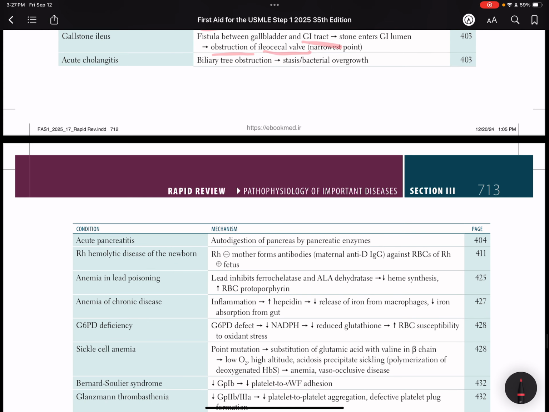Next condition is acute cholangitis. This is because of biliary tree obstruction. The biliary tree obstruction leads to stasis, bacterial overgrowth causing acute cholangitis. The obstruction is because of the gallstones.